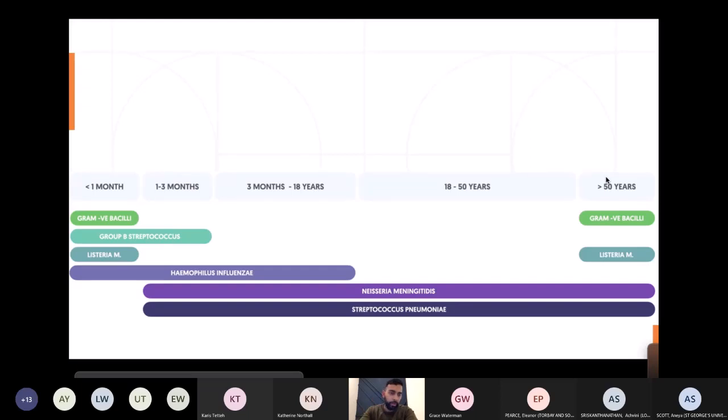In children, I think group B Streptococcus and some of the gram-negative bacilli are more common. But overall, Neisseria and Streptococcus are what you're tested on most in exams, and the gram-negative, gram-positive distinction helps differentiate them.